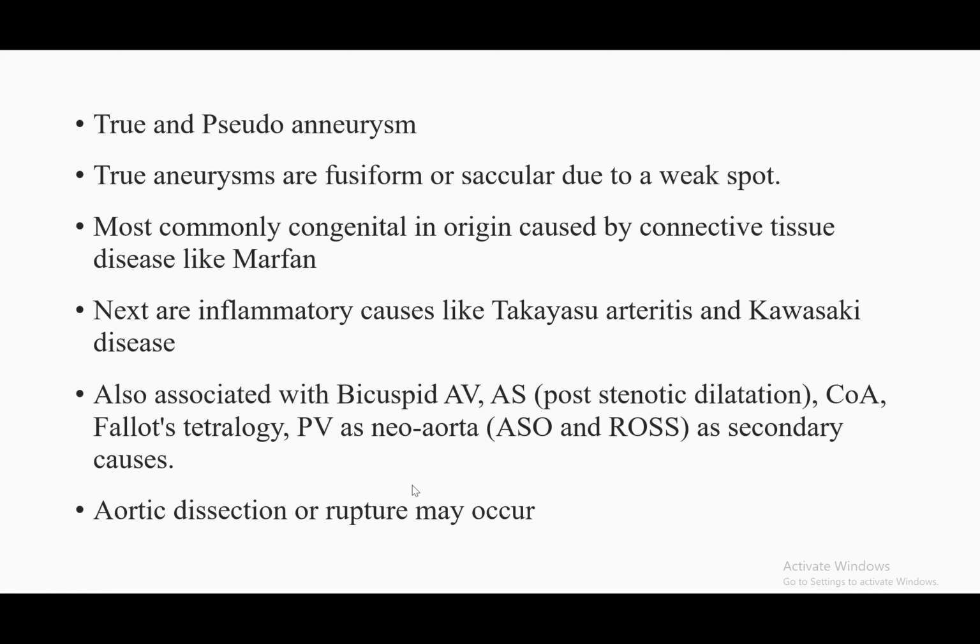Aortic aneurysms, either true or pseudo aneurysms. True aneurysms are fusiform or saccular due to a weak spot. Most commonly congenital in origin, caused by connective tissue disease like Marfan. Next are inflammatory causes like Takayasu arteritis and Kawasaki disease. Also associated with bicuspid aortic valve, aortic stenosis, post-stenotic dilatation, coarctation, Fallot's tetralogy, or in cases of a new aorta, the pulmonary valve as a new aorta and the pulmonary artery as the new aorta, in cases of switch or Ross. Aortic dissection or rupture may occur.